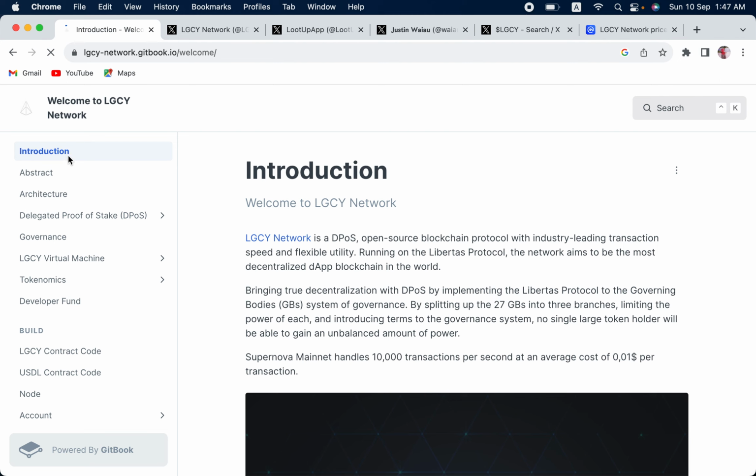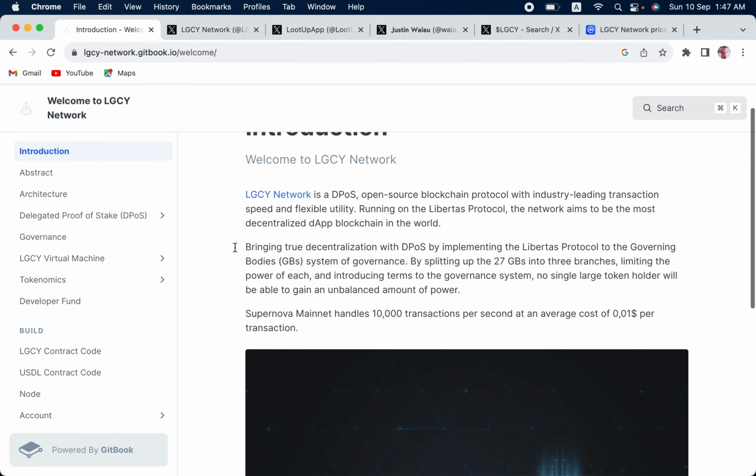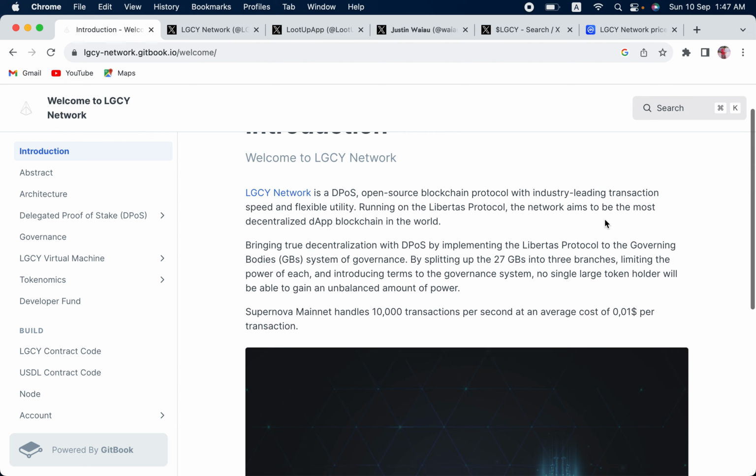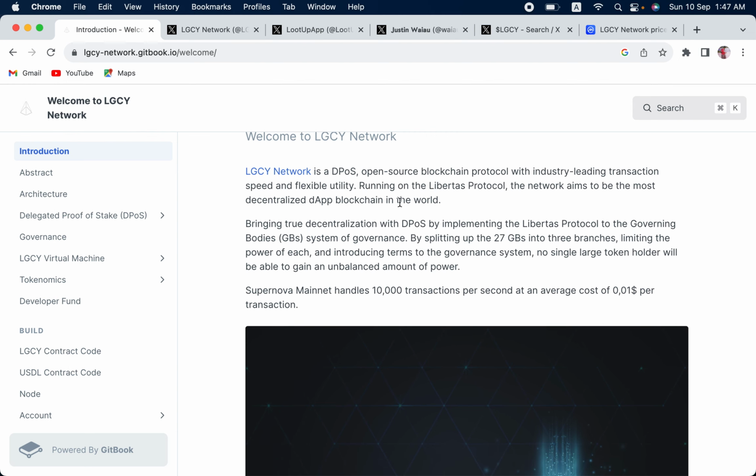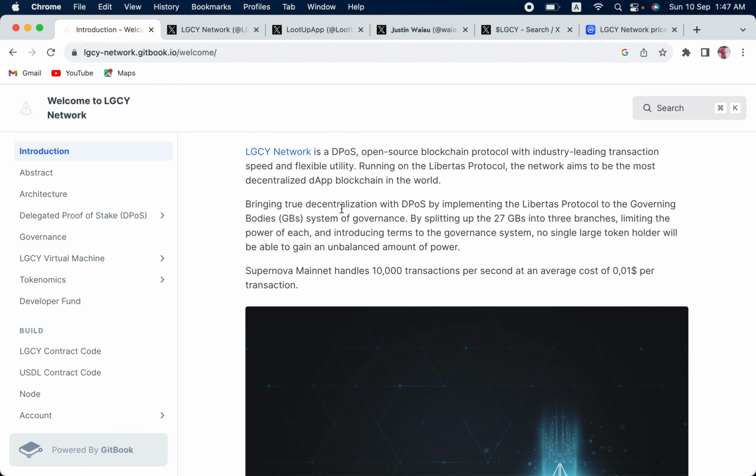So yeah, introduction. Here is a page where introduces Lgcy Network. Lgcy Network is a DPoS open source blockchain protocol with industry leading transaction speed and flexible utility. Okay, running on the Libertas protocol, the network aims to be the most decentralized DApp blockchain in the world, bringing true decentralization.